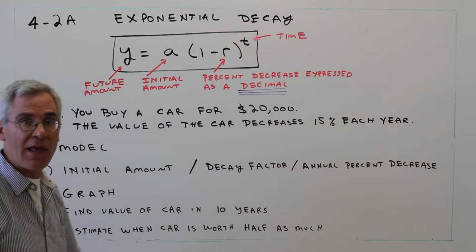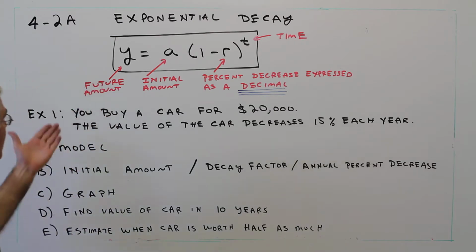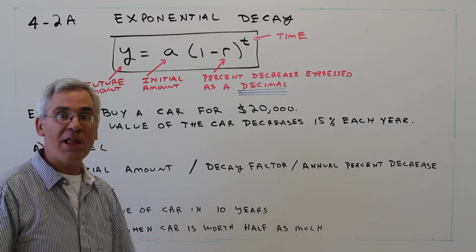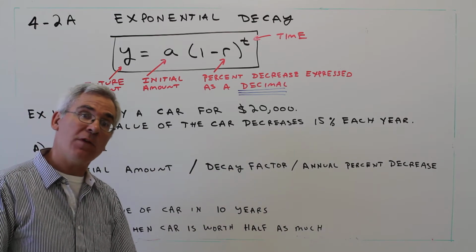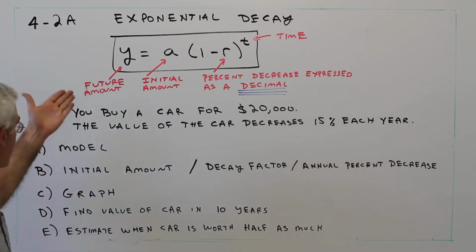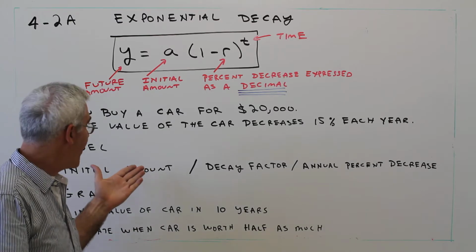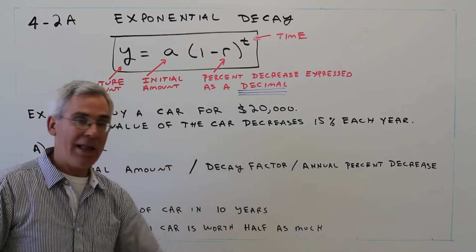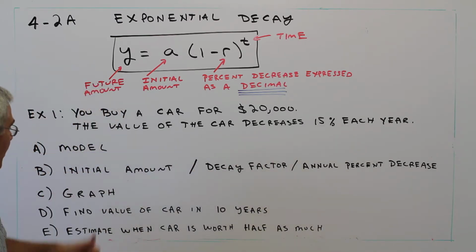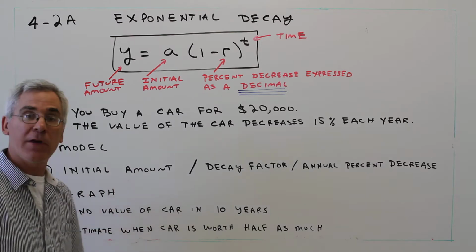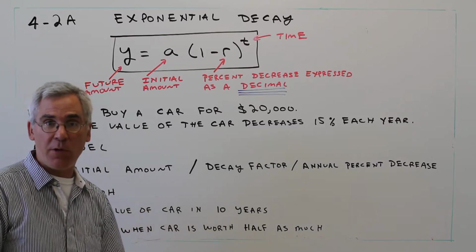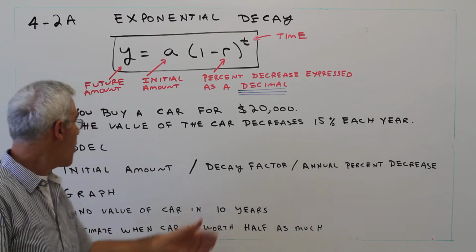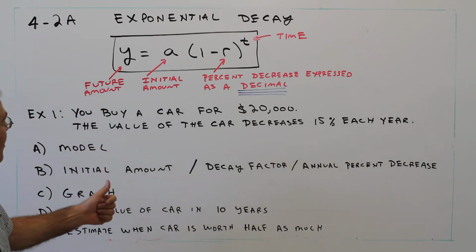Okay, we've got one example with several subparts. You buy a car for $20,000. The value of the car decreases 15% each year. Write a model, identify the initial amount, decay factor, annual percent decrease, make a graph, find the value of the car in 10 years, and estimate when the car is worth half as much as when you purchased it. Okay, let's first write the model.